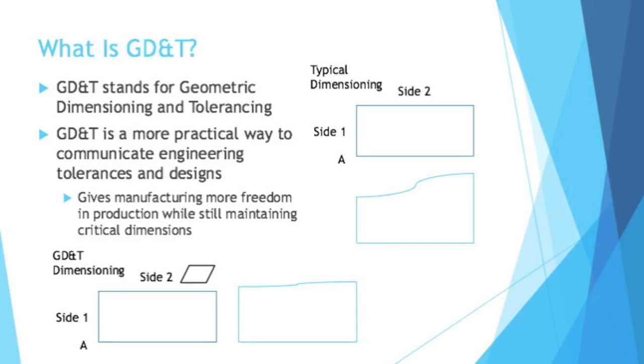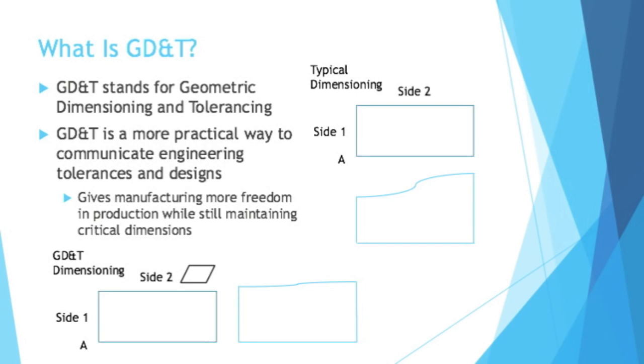So here is a practical example. Look at the two images on the right side of the slide. This would be a typical dimensioning example. So you've got side 1 on the left and side 2 on the top. And we'll say point A, that lower left-hand corner, is our reference point. So for side 1, say the dimension is 3 inches plus or minus 0.25 inches. Because side 1 could be 2.75 or 3.25.